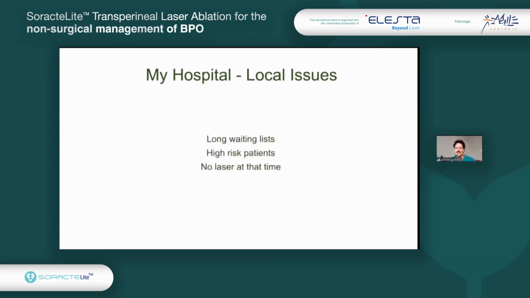In my hospital, there were local issues that pushed us to start with this kind of treatment, because we started from a period of very long waiting lists for benign pathology, because we had long lists for oncological issues. My hospital is a tertiary referral center, so we had lots of patients with high anesthesiological risk. And at the time when we began this adventure, we had no laser for BPH. So we were somewhat in trouble to treat BPH adequately.